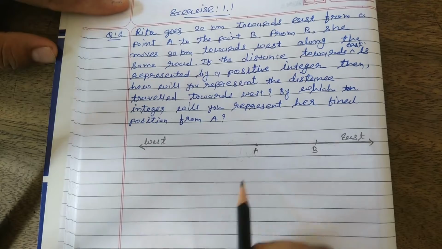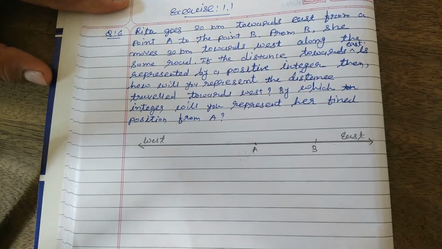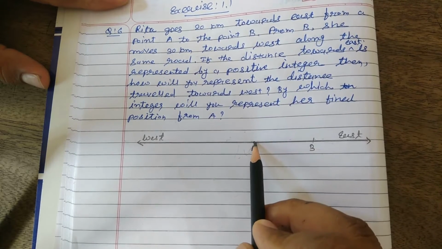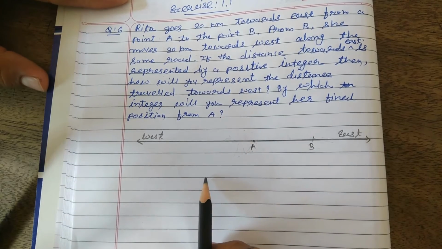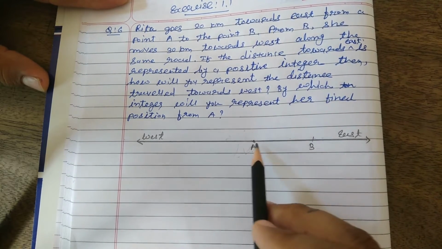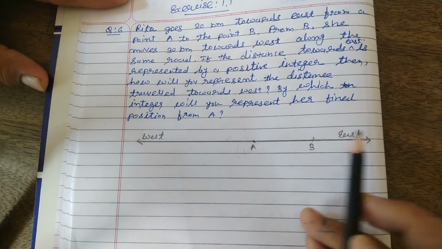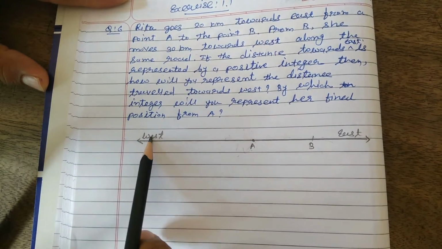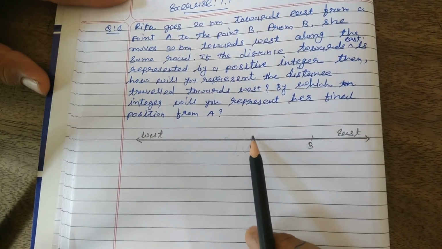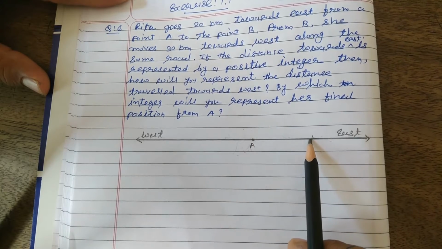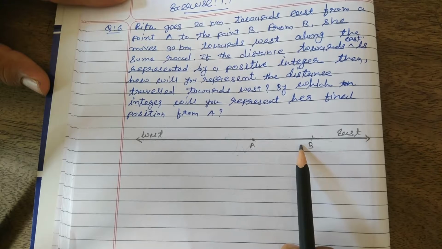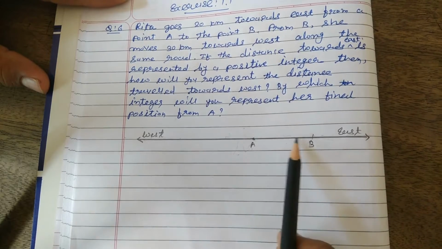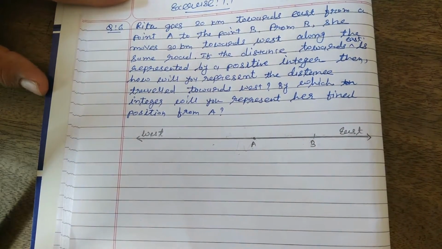So here, if we draw one number line, and this number line represents a road, and if we put point A, so Rita goes from point A to point B on the east side. Means we will take one direction, that is right direction for east, and its opposite direction, that means left side, it will be west. So here from point A to point B, Rita moves 20 kilometers towards east. Now from B, Rita moves towards west along the same road for 30 kilometers.